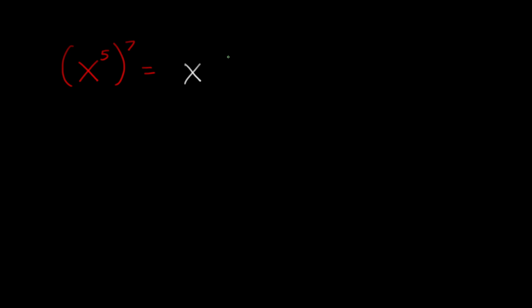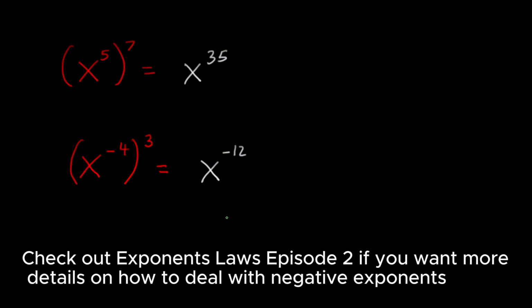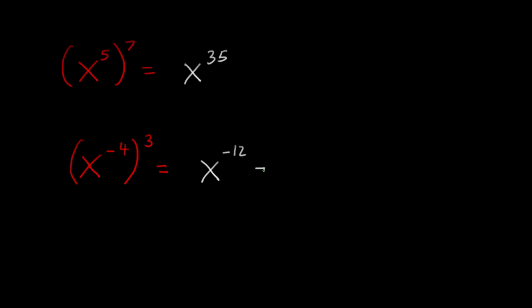5 times 7 is 35. Another question here, same idea. -4 times 3 is -12. Now, like we said last time, you don't want to leave answers as a negative exponent. So we need to flip this and change it to 1 over x to the 12.